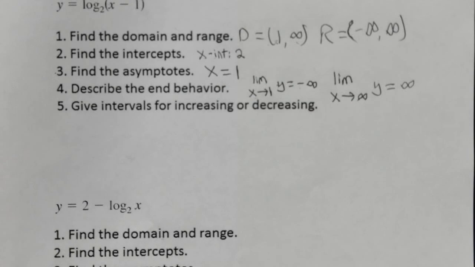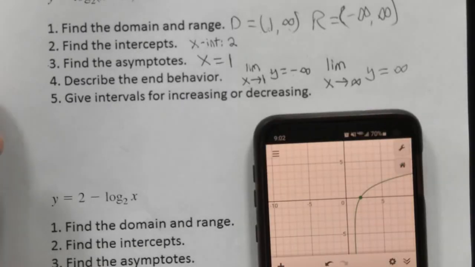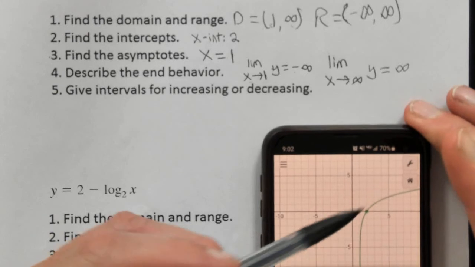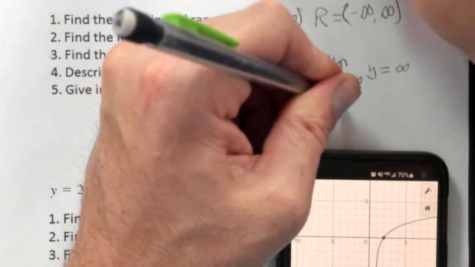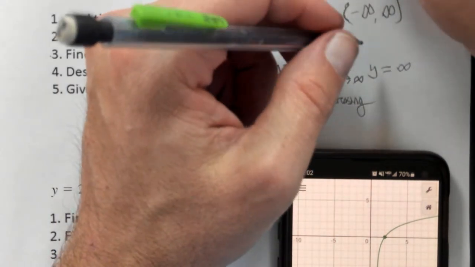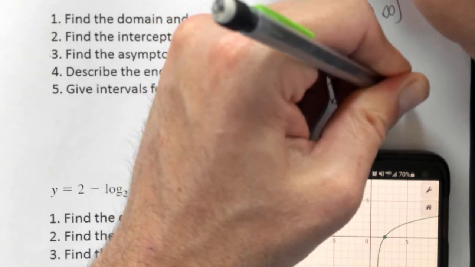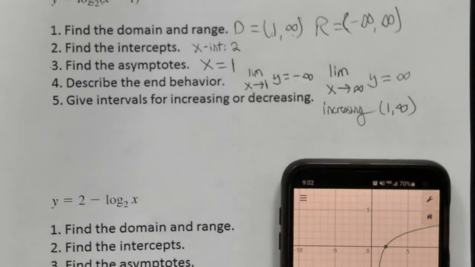All right, let me see here. And give the intervals for increasing or decreasing. And so the function is increasing. It doesn't have any intervals where it's decreasing, so it's increasing. And it's increasing over the interval of the entire domain, which is 1 to infinity. All right? So there you go. So that's how we can describe all 5 of these characteristics for this particular function.